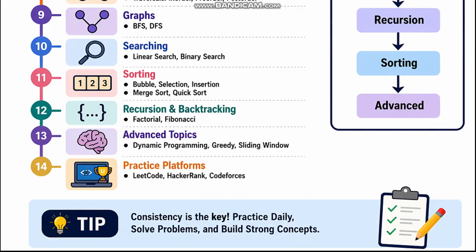And then go for sorting. Start with basic sorts like bubble sort and understand its importance, then go for selection sort and insertion sort. After understanding these basic sorting algorithms, go for advanced ones like merge sort as well as quick sort. Then go for recursion and backtracking, which are more advanced. Recursion is a must-learn even for a beginner. You can start with factorial and Fibonacci problems. Then go for advanced topics like greedy algorithms, dynamic programming and sliding window.